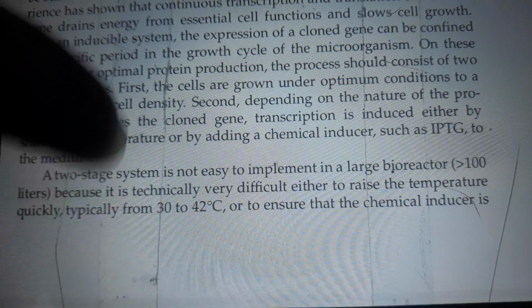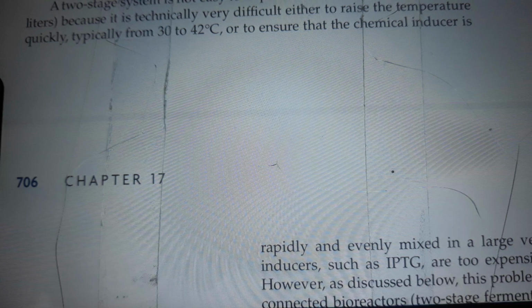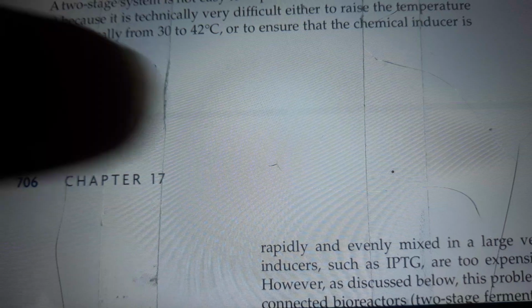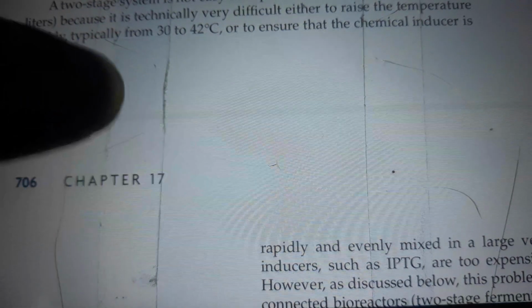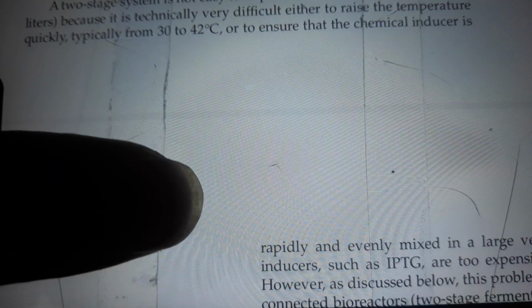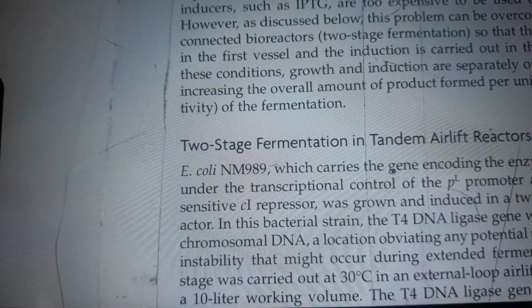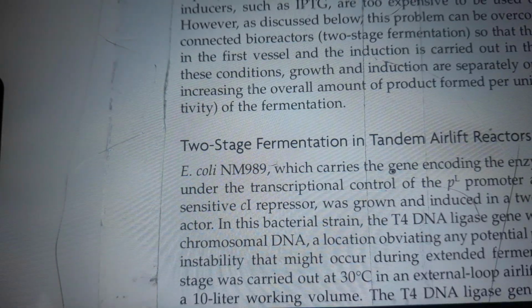A two-stage system is not easy to implement in a large bioreactor greater than 100 liters because it is technically difficult to raise the temperature quickly from 30 to 40 degrees centigrade or to ensure that the chemical inducer is rapidly and evenly mixed in a large vessel. Moreover, many chemical inducers such as IPTG are too expensive to be used on a large scale.